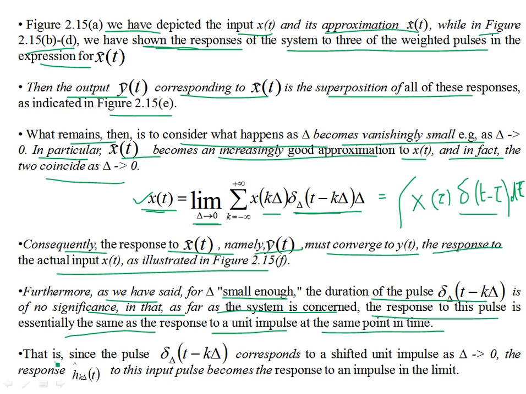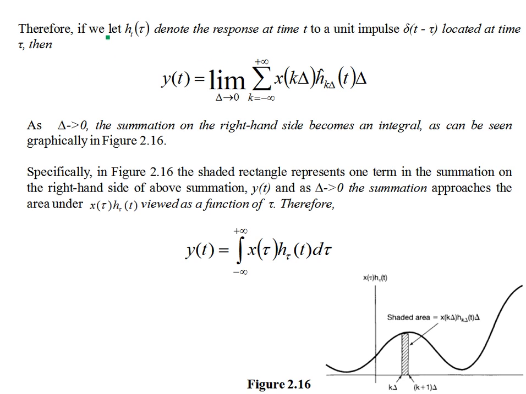Since the pulse corresponds to the shifted unit impulse, as delta becomes decreasingly small, the response h k delta(t) to this input pulse becomes, in the limit, the response to the impulse function delta(t). So if we let h subscript tau(t) denote the response at time t to the unit impulse located at time tau, then y(t) is given as such.